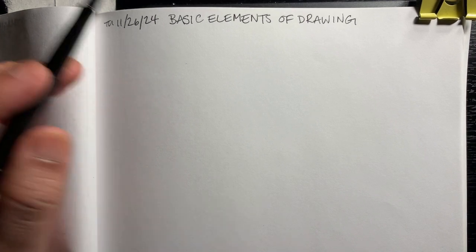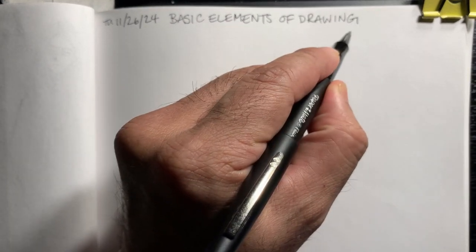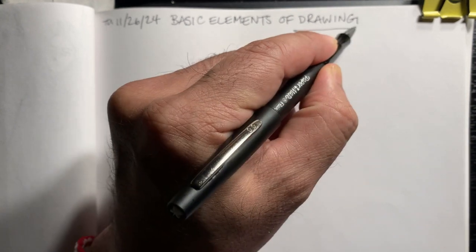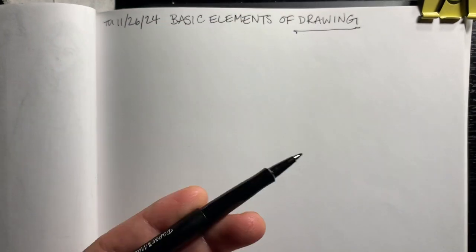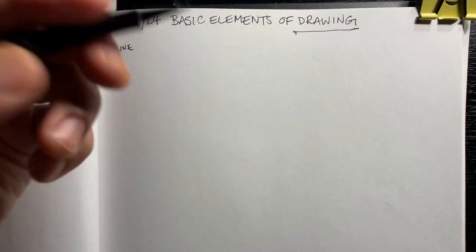So I've gone over these basic elements a lot, but they're important because you use them every time you draw. So the main thing, I think, is the word drawing. When you're drawing, we're talking about line. And I've done videos about this, but at its most basic level, we're talking about line.